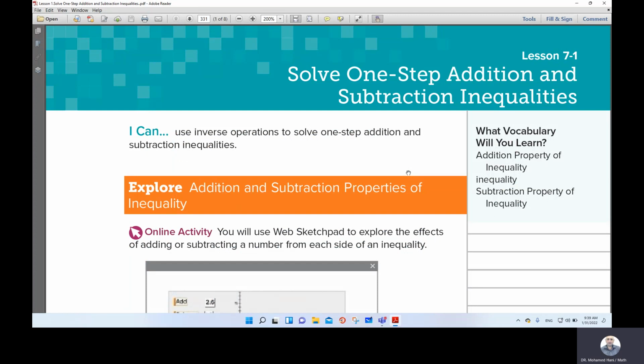Math grade 7. We are in module 7, lesson 1. Today we want to learn to solve one-step addition and subtraction inequalities. In this lesson we want to use inverse operations to solve one-step addition and subtraction inequalities. I won't write anything, I will send you the PowerPoint. I just want you to focus with me.